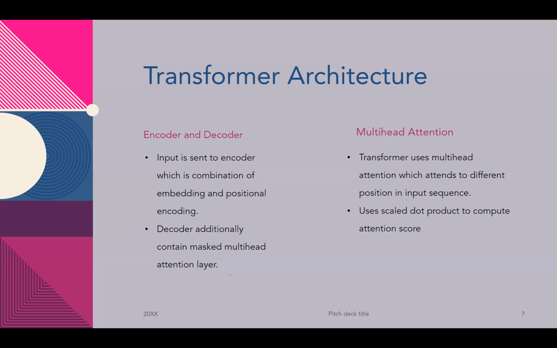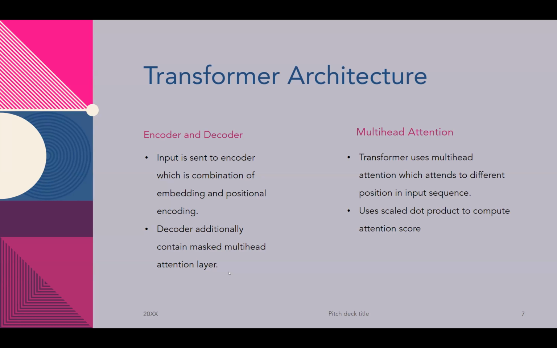The input, which is produced by combining the input embedding and positional encoding, is sent to the encoder part. This creates an attended representation with contextual information of each word. The decoder contains an extra layer compared to the encoder, which is the masked attention layer, which makes sure that future words are not taken into consideration while making the prediction.